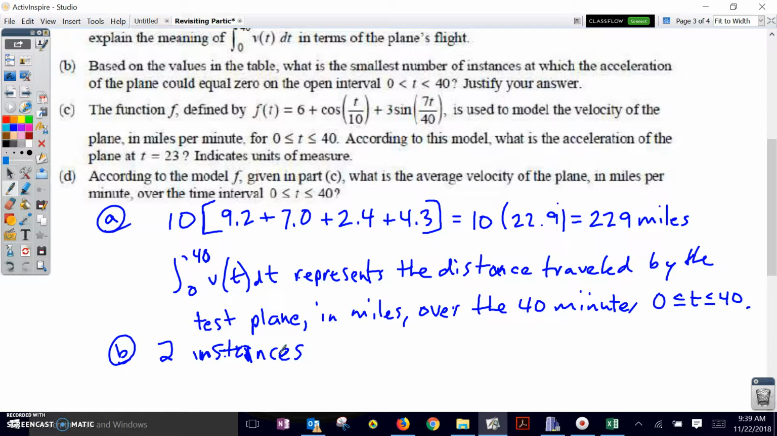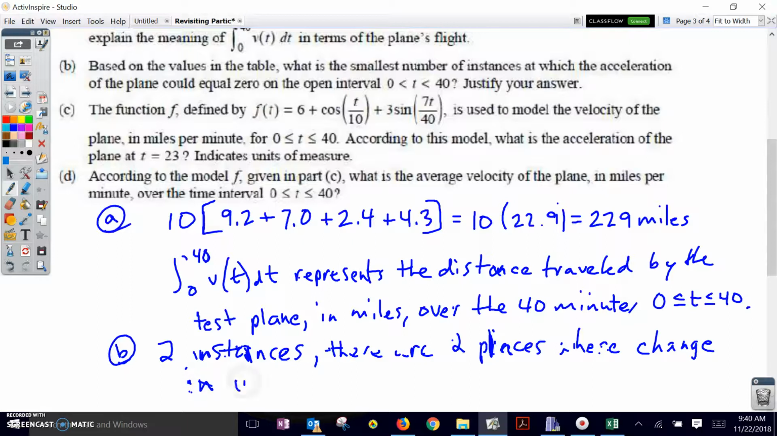And as far as justification, what we're looking at is there are two places where the change in velocity, which is acceleration, changes sign.